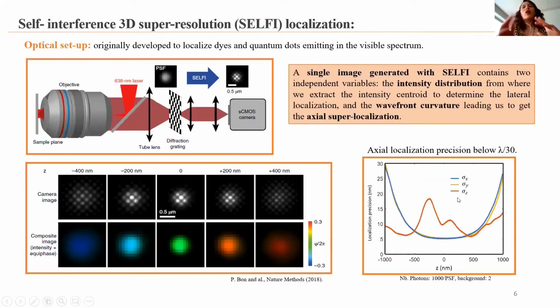And what is the localization precision that we can obtain with SELFI? Well, it is below λ/30. So we go, of course, beyond the diffraction limit. In the case of the visible spectrum, for instance, the localization precision that we can obtain is below 20 nanometers. And this is for a number of photons of around 1,000, which is the case when we have a real acquisition in biological tissue.